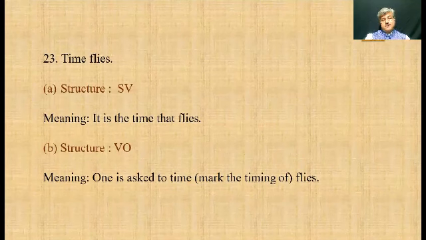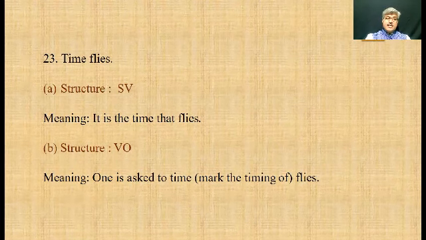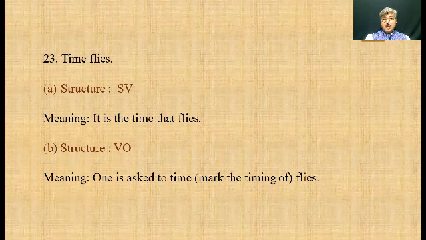Time flies. The structure is SV. Time flies, meaning it is the time that flies. And the second meaning is VO, verb object. Time flies means one is asked to time, to mark the timing of flights.